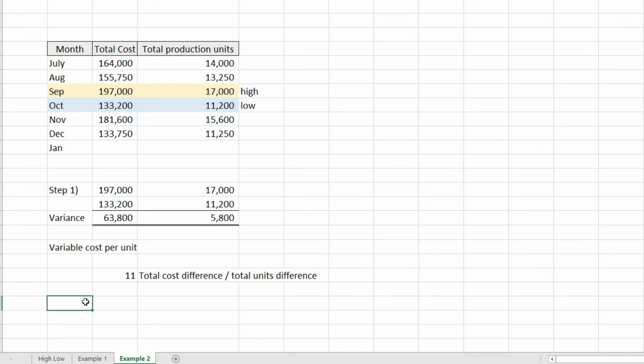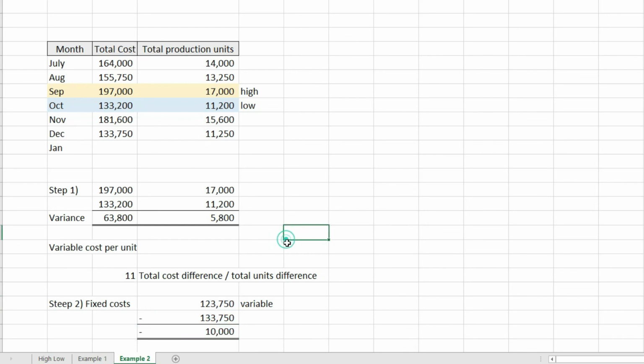So we want to work out fixed. So step 2, fixed costs. So again, here we can take any of these production units to work this out. So we're just going to take, let's take December. So 11,250 units times by 11. That gives me the variable cost. And then if I take away the total cost of 133,750, that's going to give me fixed cost of £10,000.